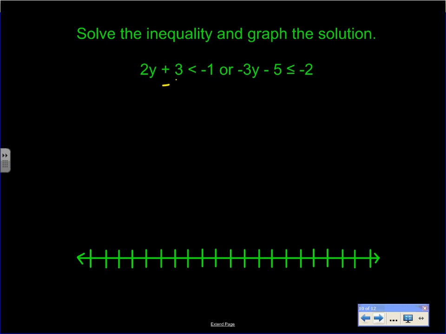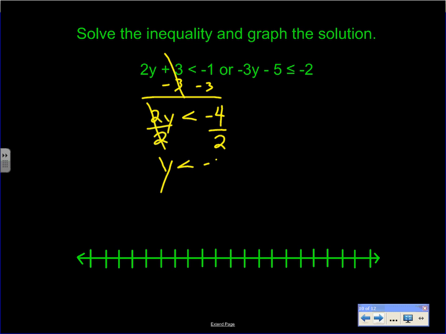All right, on the left side, subtract 3 from both sides. 2y, cross those out, is less than -1 minus 3. -1 minus 3, -4. Divide both sides by 2. Cancel. y is less than -2. There you go.